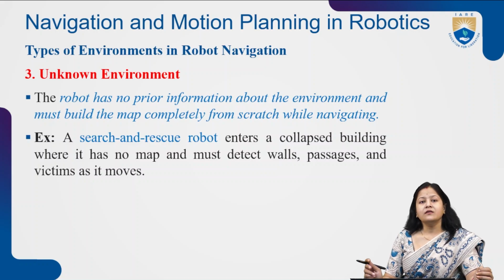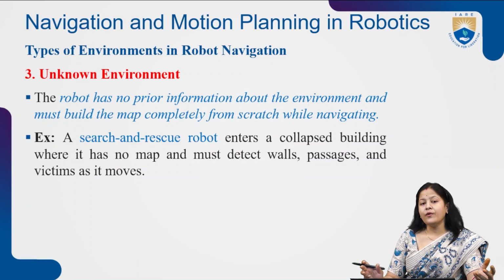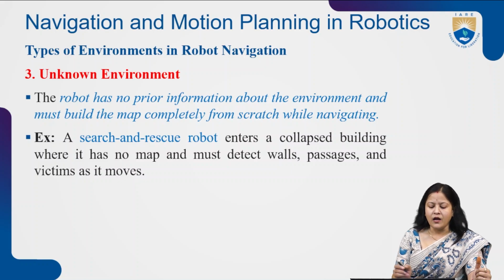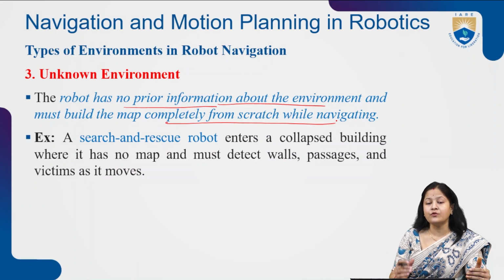And the third one is the unknown environment. When the robot does not have any prior information, that is called an unknown environment. The robot has no prior information about the environment and must build the map completely from scratch while navigating. So whenever the robot explores the environment, on the spot, it has to map the workspace to the configuration space. An example is the search and rescue robot.